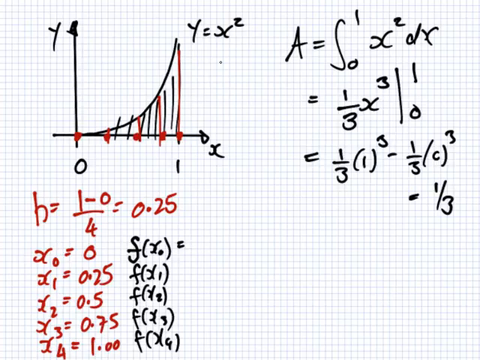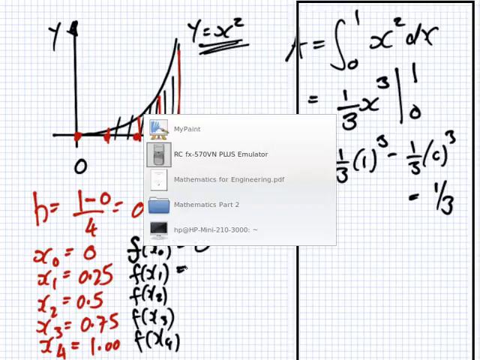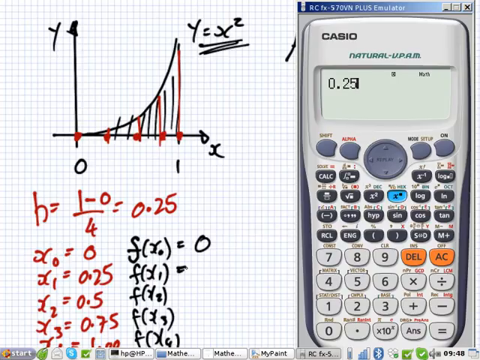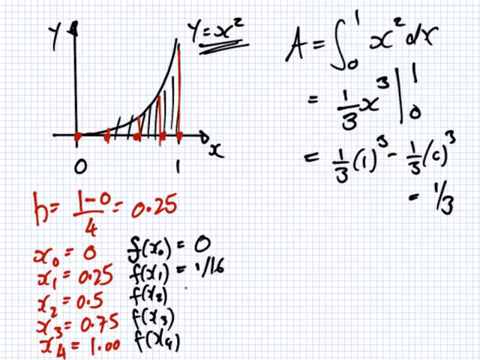0 squared? 0. Now, the calculator. 0.25 squared is 1 over 16. This one here will be 1 over 2 squared, which is 1 over 4. This is 9 over 16, and this one here, 1 squared, is 1.